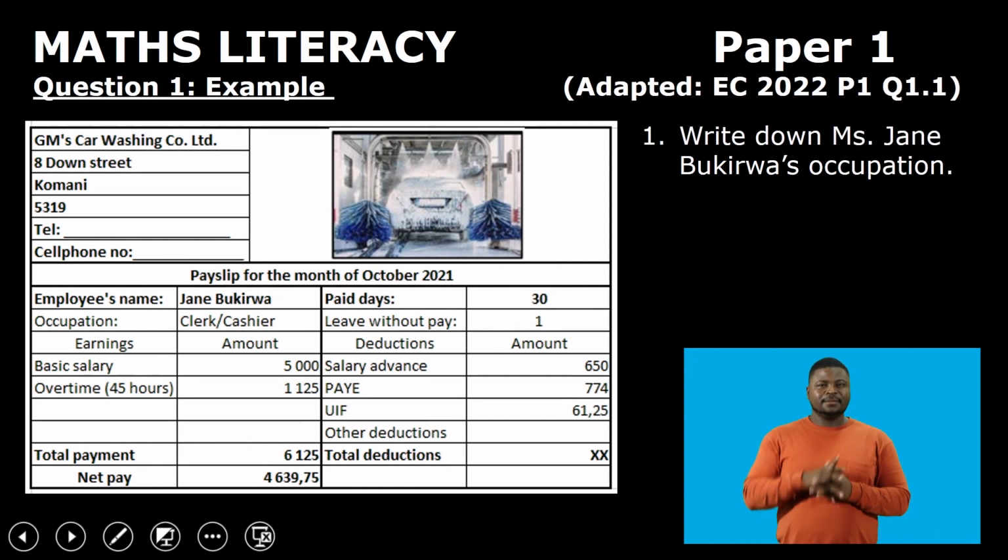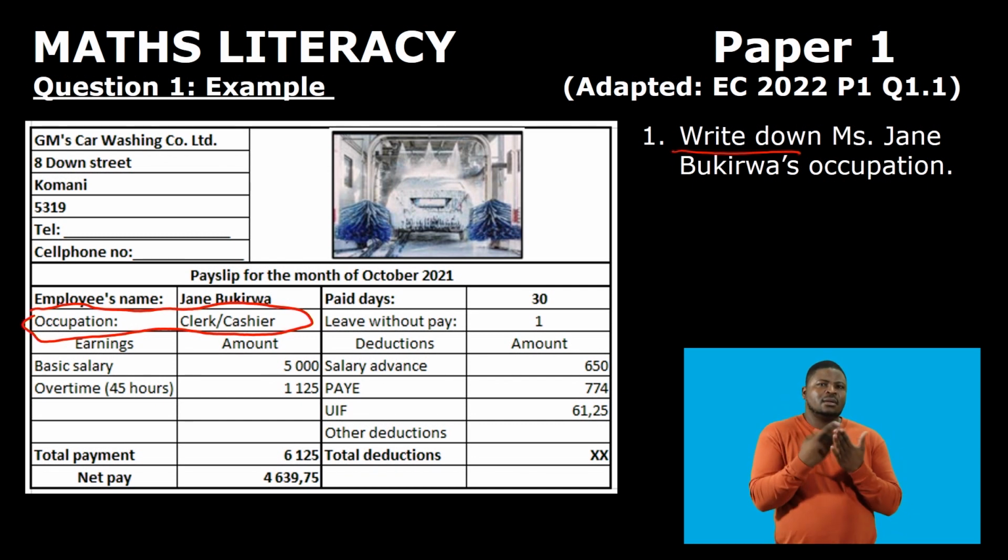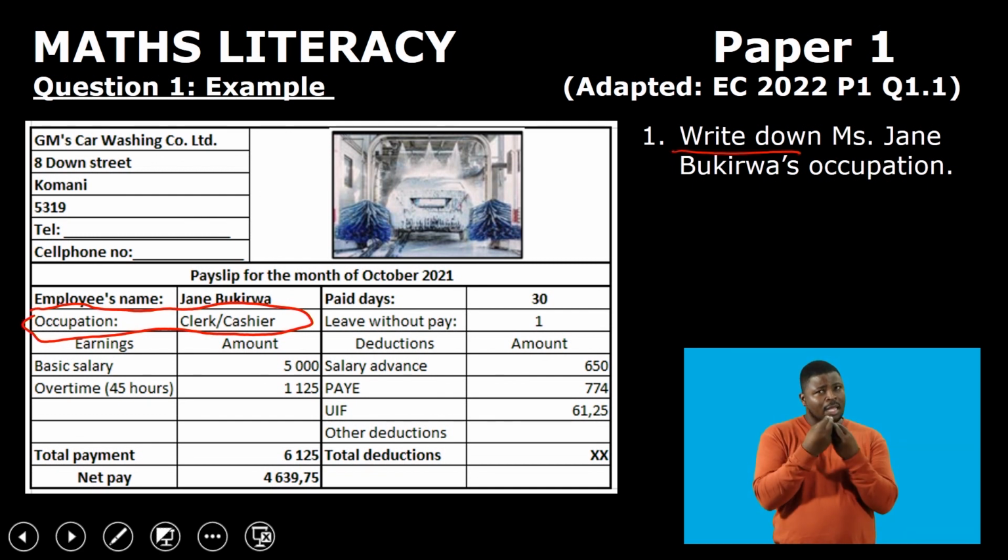Write down her occupation. Now write down just means go into the payslip and look for occupation. You will find it there, and then you'll see that she is a clerk or a cashier. So again, write down what is expected from you.